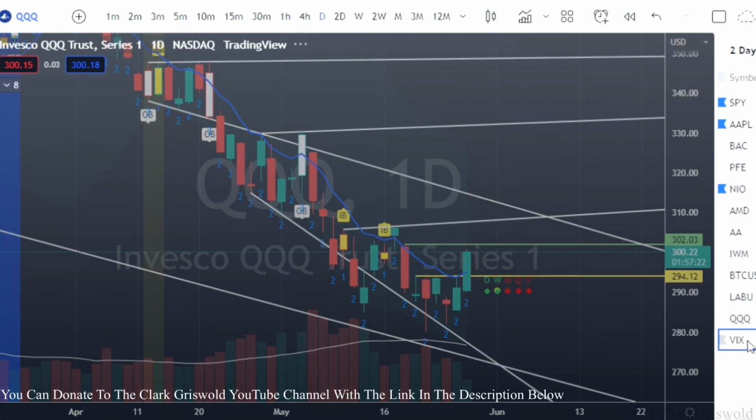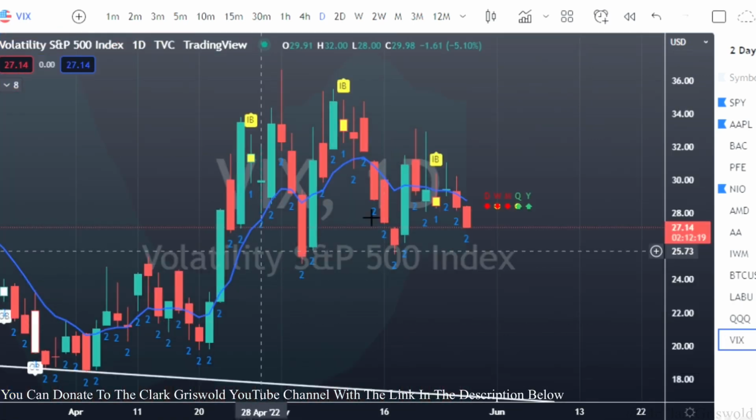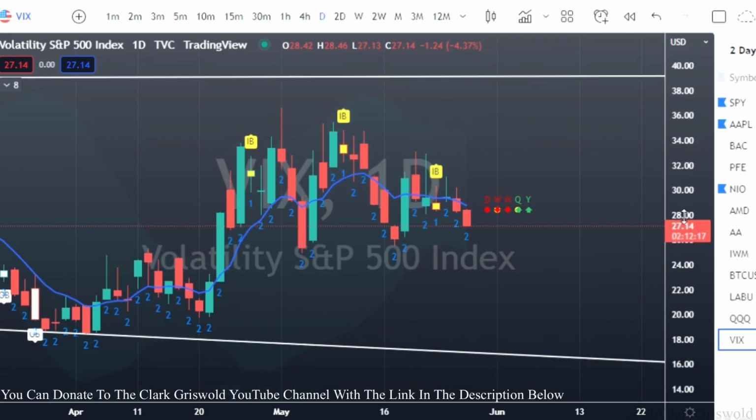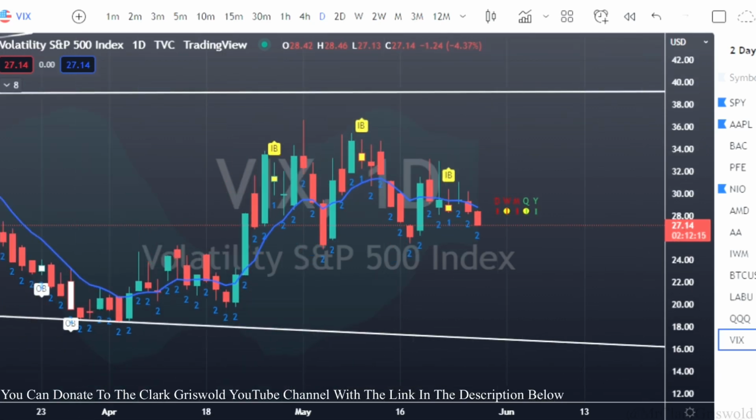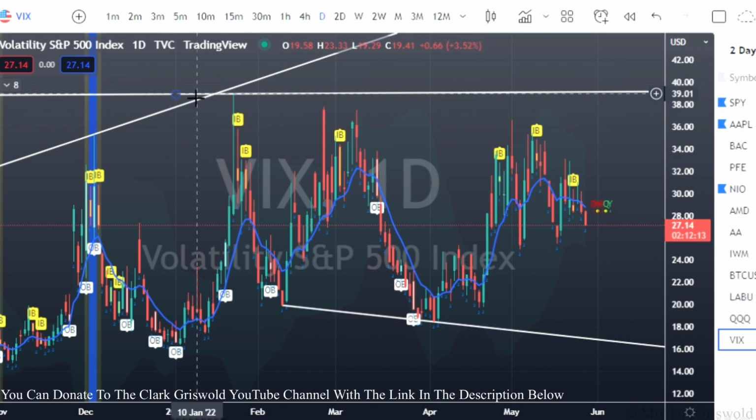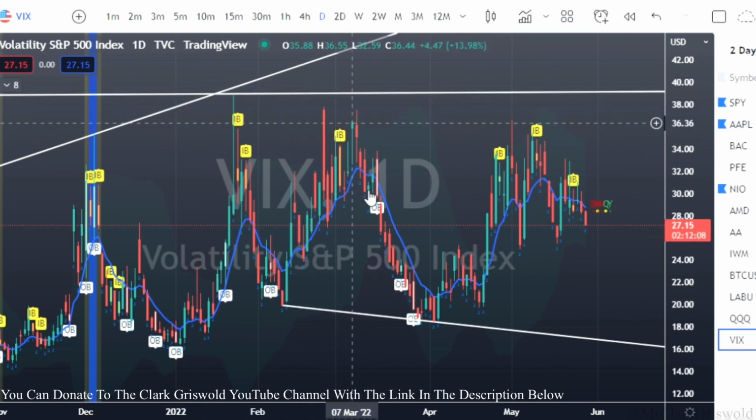VIX, the opposite of SPY, the inverse. I've drawn far, far back on this one again. These higher highs to lower lows, and you can see we've almost came back to tag the tops of these. But again, we can do this.